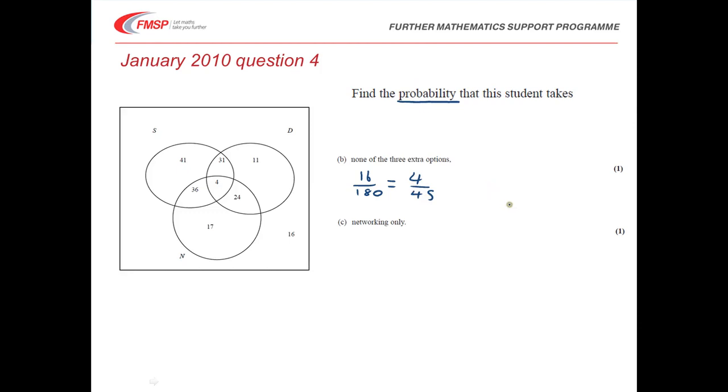Probability of networking only. So you need to realise where networking only is, and networking only is this aspect of your Venn diagram here. Okay, so we have 17 out of those 180. So that's just checking, and again, they're independent marks for each one, but they're just checking that you can do a Venn diagram, basically.